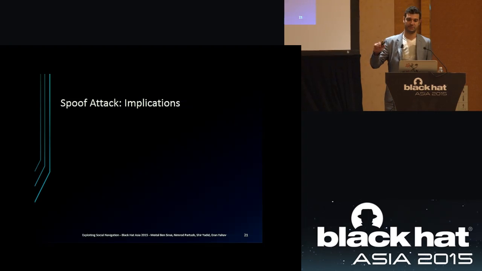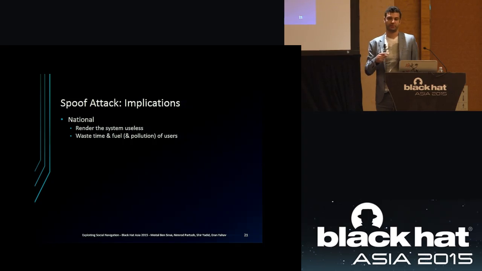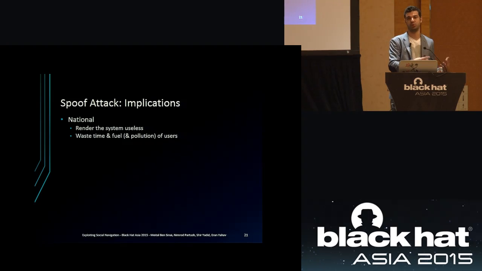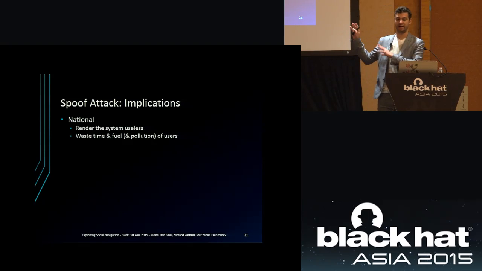So I've categorized this in 4 categories. The first one is national. So when you think about it, Waze actually helps a country be more efficient if enough people use it, because it's a way for drivers to coordinate the use of roads between one another. So when you render a system like that useless, then you're actually making the people waste time and fuel and pollute. So this has an implication in the national sense that it really makes the country a bit more efficient. So this is a consideration.